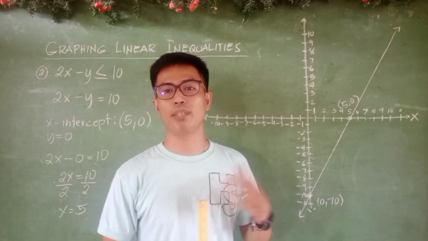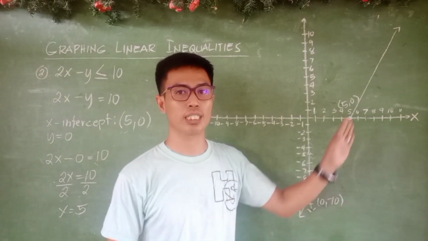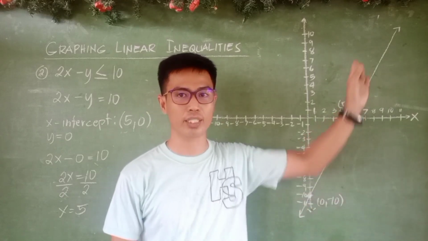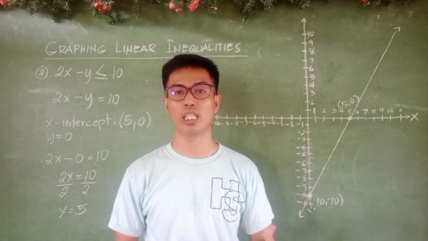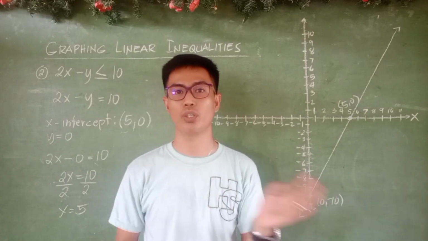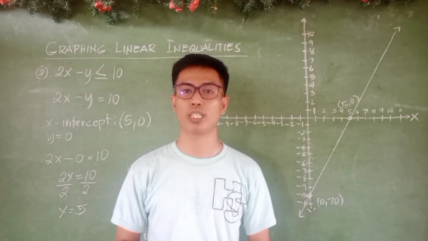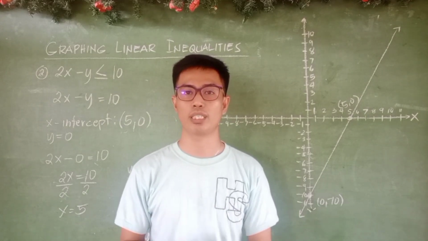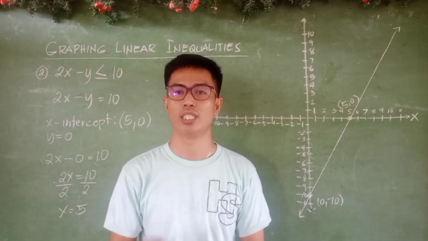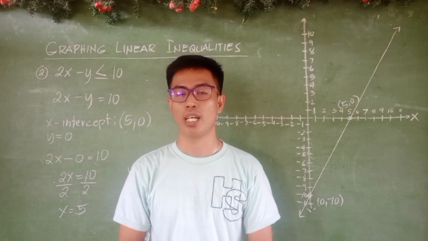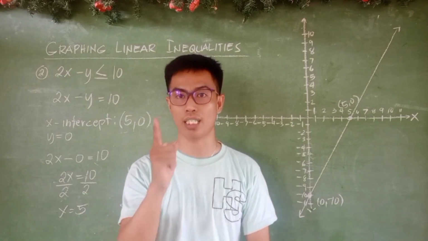So, ngayon alam na natin yung magiging itsura ng kanyang graph. So, alam natin na solid line na siya. What we are going to do is to identify which region yung ating isi-shade, kasi kailangan natin i-shade o ipakita yung magiging solution ng linear inequality. So, sa pamamagitan ng pag-shade, and by that, we're going to determine a test point.